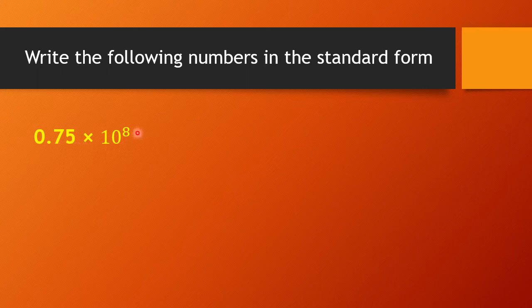0.75 times 10 power 8. This number is not in the standard form. How can we know that? Because we have 0 in the whole number place, and the standard form should be 1 or greater than 1, but less than 10. So we will move the decimal point one place to the right to get 7.5. So we will decrease the power here. It will be 8 minus 1 equal 7. 7.5 times 10 power 7.